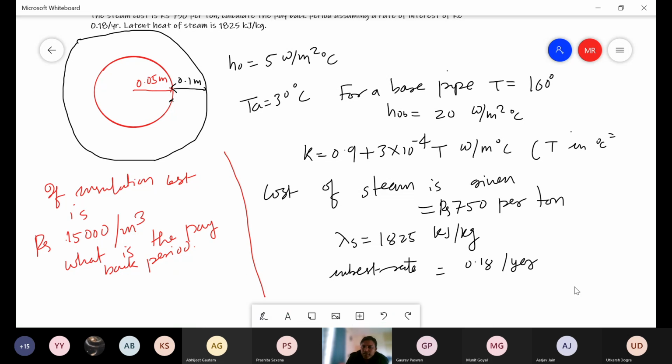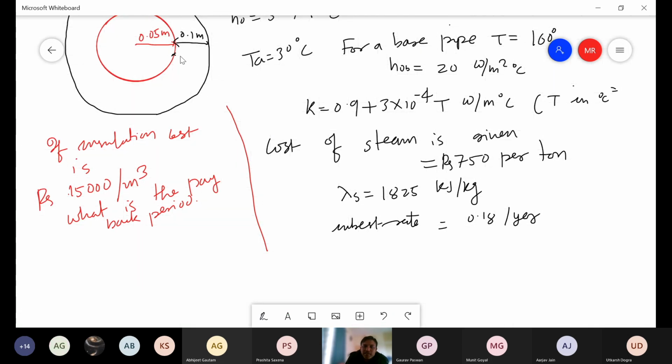Okay. So now in this case, let's look at thermal conductivity first. Here the surface temperature is 160 and the outside temperature TA is 30 degrees Celsius. Let's say if we remove this insulation, the maximum temperature variation in the insulation is going to be what? 160 to 30. Do you agree?